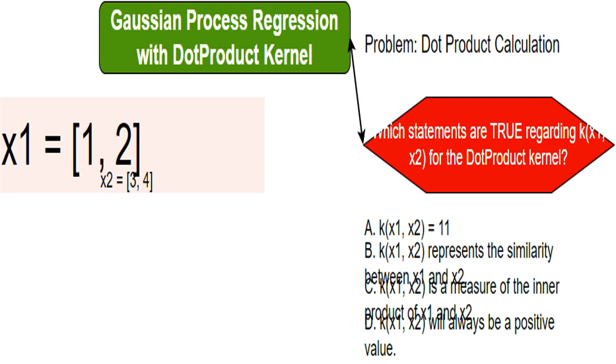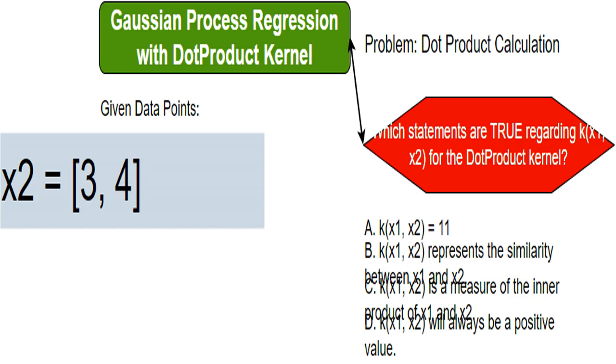Let's see which options correctly interpret our result. This statement claims that the kernel's output for the given data points equals 11. To verify this, I compute the dot product of x1, 1, 2, and x2, 3, 4: 1 times 3 plus 2 times 4 equals 11. Therefore, the statement is true. This is the direct result of the calculation.